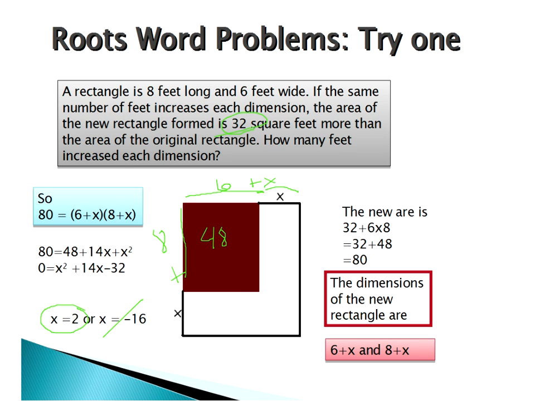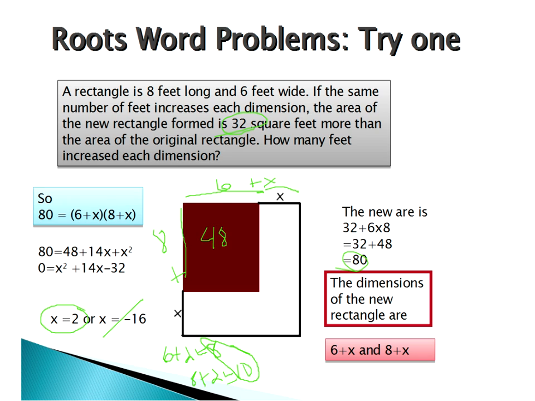x equals 2. And so we can check this, right? 6 plus 2 is 8. 8 plus 2 is 10. The new dimensions will be 8 by 10. That gives me a new area of 80.